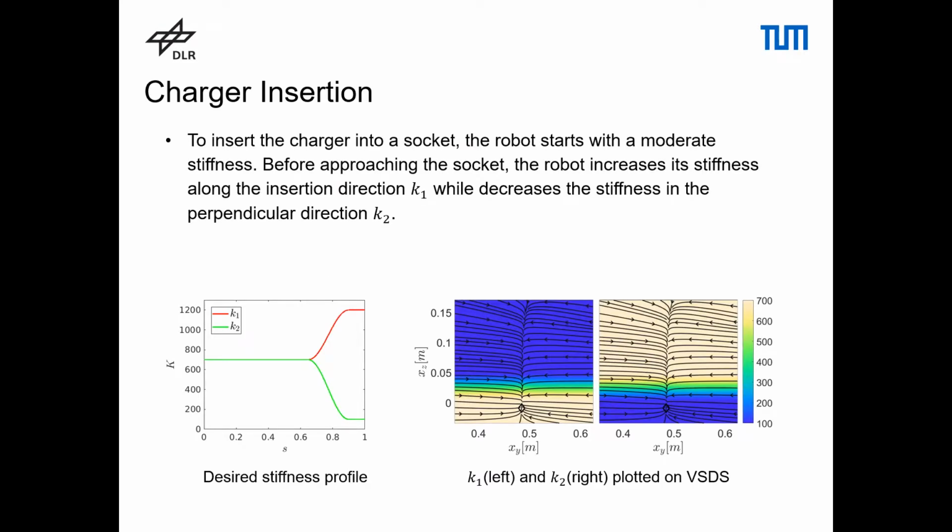To insert the charger into a socket, the robot starts with a moderate stiffness. Before approaching the socket, the robot increases its stiffness along the insertion direction K1 while decreasing the stiffness in the perpendicular direction K2. The figures illustrate the desired stiffness profile.